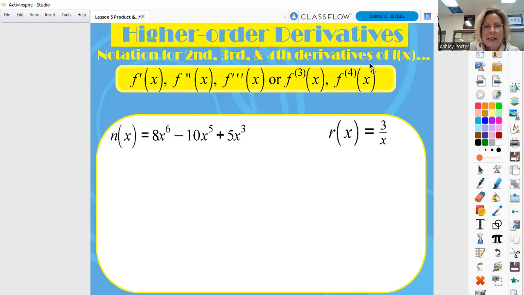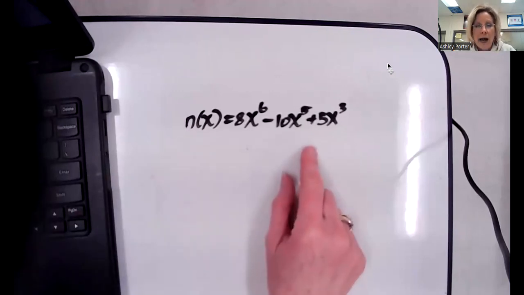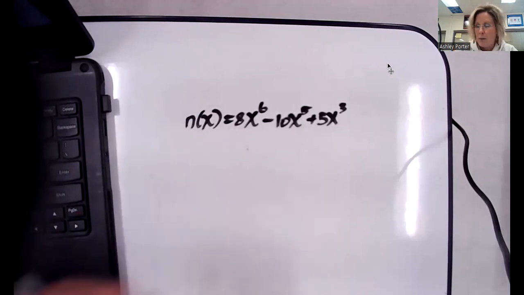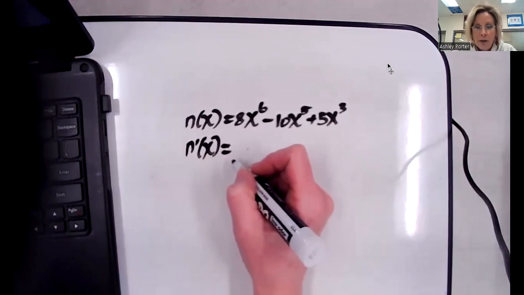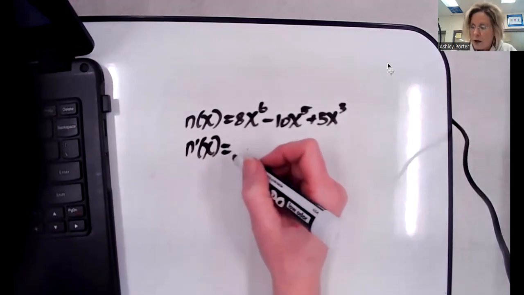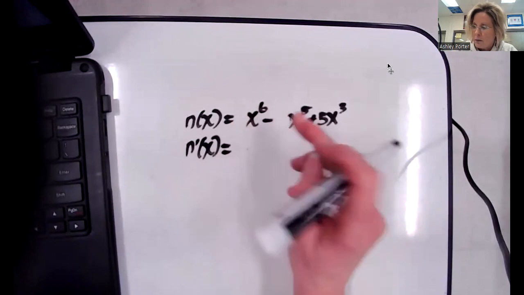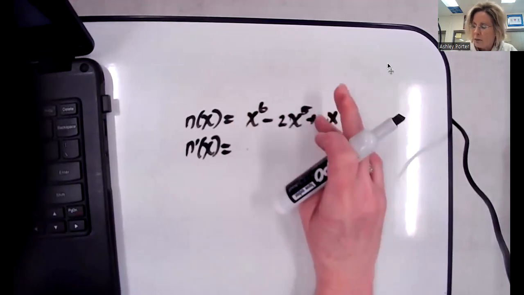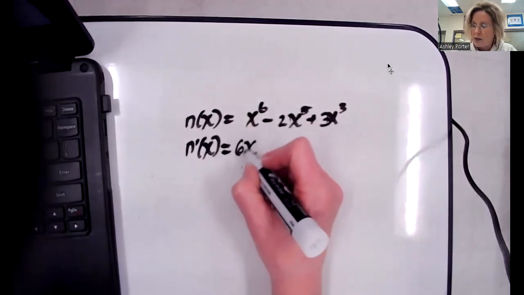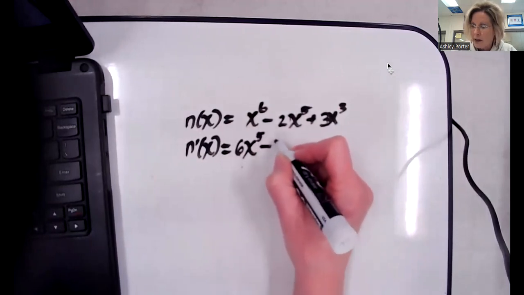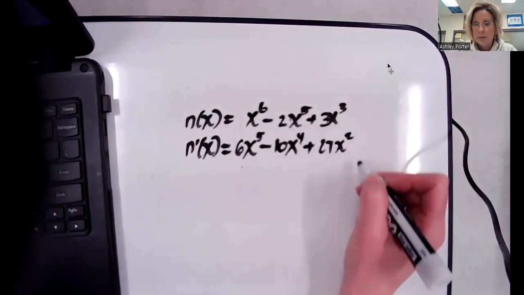Let's do a couple of practice problems. This is simple. With polynomials, finding higher order derivatives is simple. It's not going to be a problem at all. So first derivative, like if I ask for the second or third derivatives, you have to find the first and second derivatives first. So I tell you what, I'm going to make these numbers a little smaller so we don't have to worry about looking at a calculator. So we'll say 3 right here. So the first derivative is just going to be 6x to the 5th minus 10x to the 4th plus 27x squared.